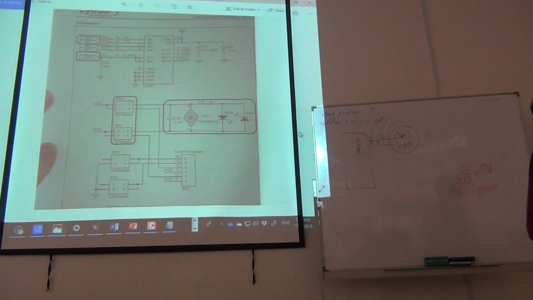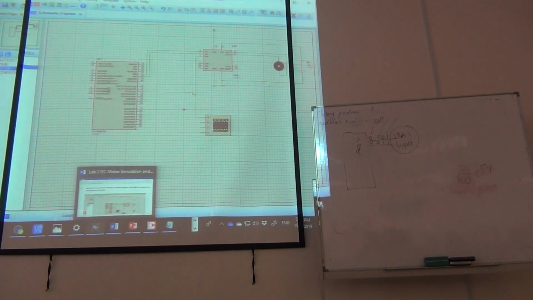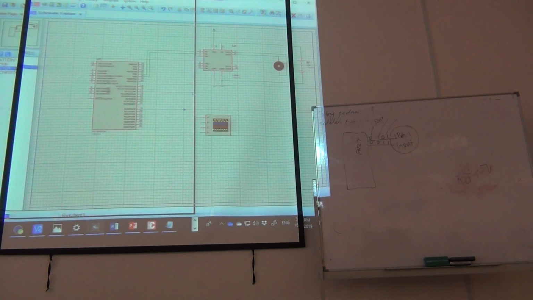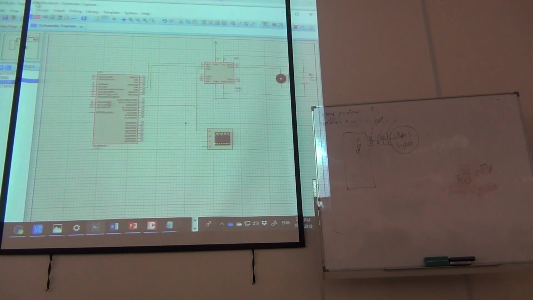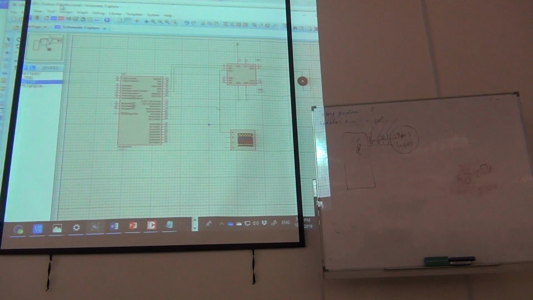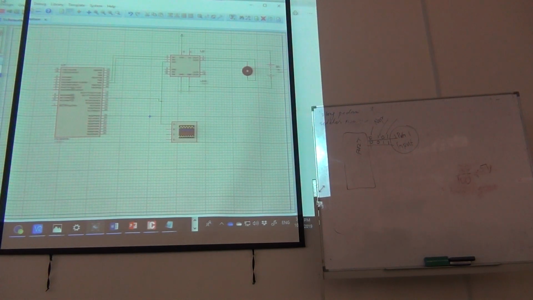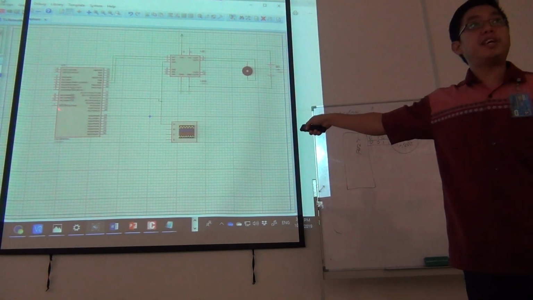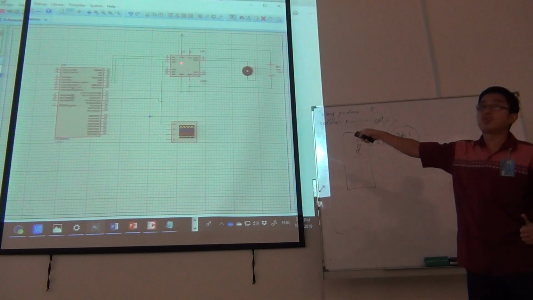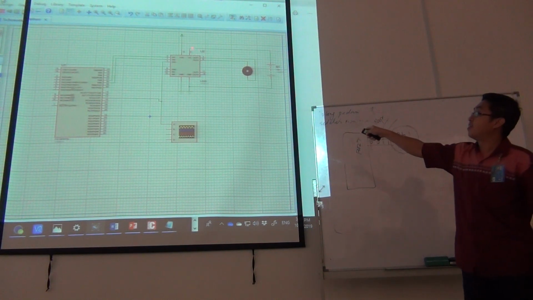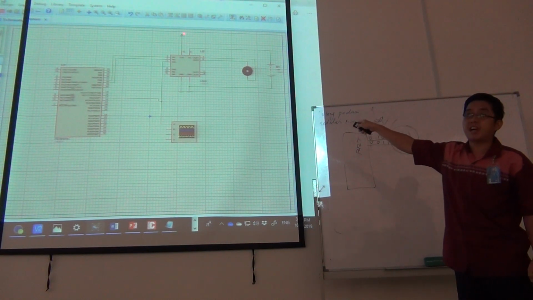Okay, let's look at the simulator first. This is my simulation. You see it? Alright. You have to do this one also. Here is my PIC. Here is my L293D. Alright, VSS, I put it over here as 5 volts.